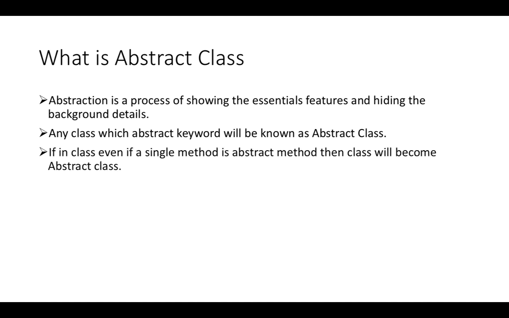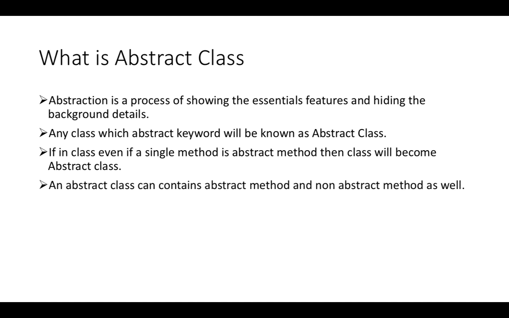Another point: let's say you have a class. Inside that class, even if a single method is an abstract method, your class will become an abstract class. An abstract class can contain abstract methods and non-abstract methods as well. And finally, we cannot create an object of an abstract class. So these are the few rules you need to remember before jumping into abstract class.